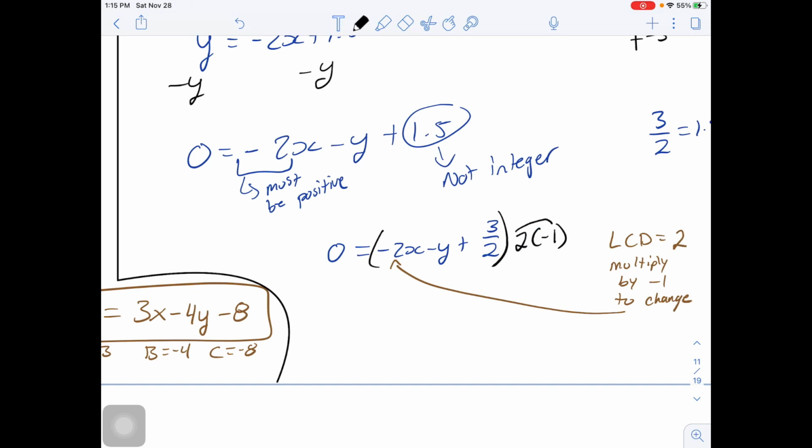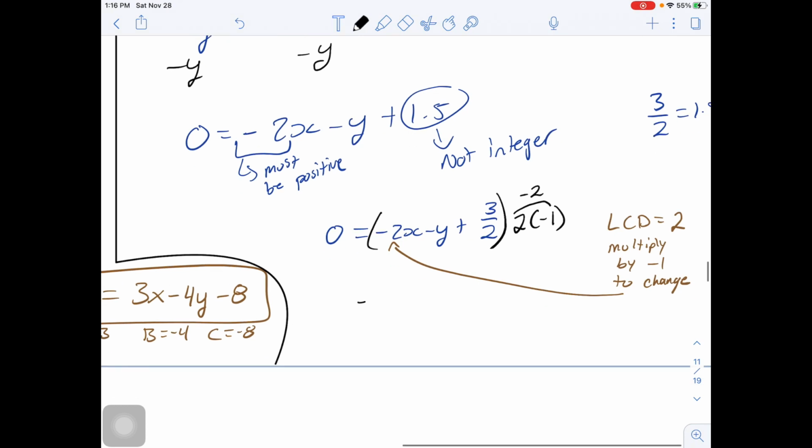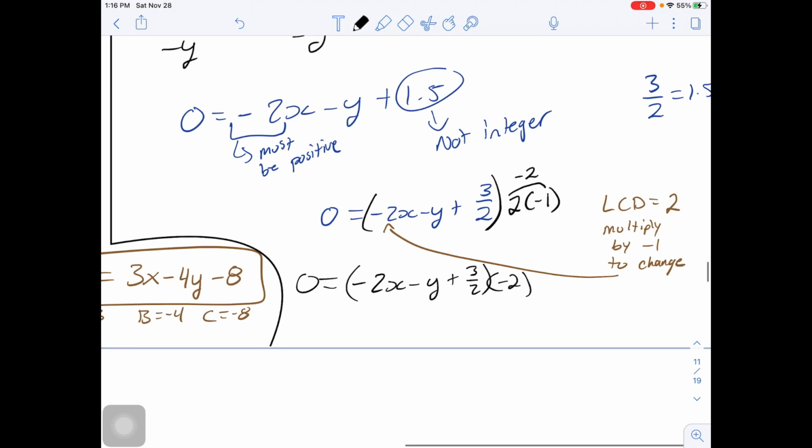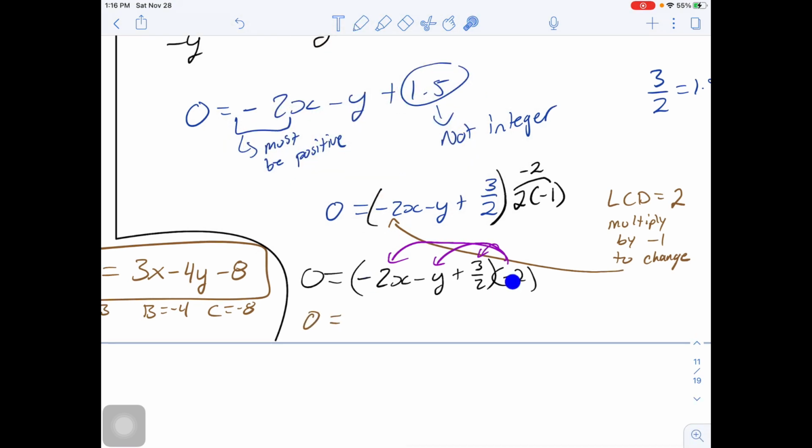So you can simply represent this as negative 2. So negative 2x minus y plus 3 over 2, I'm going to multiply by negative 2. And remember, we're multiplying everything by negative 2. So that will become negative 2 times negative 2 is positive 4. So this will become positive 4x. Negative 2 times negative y gives me positive 2y.